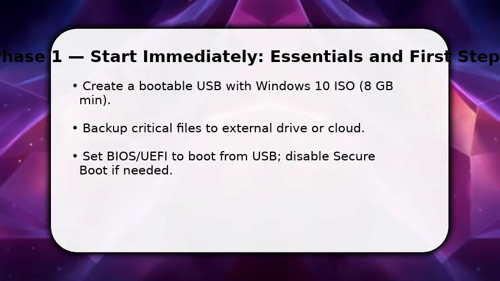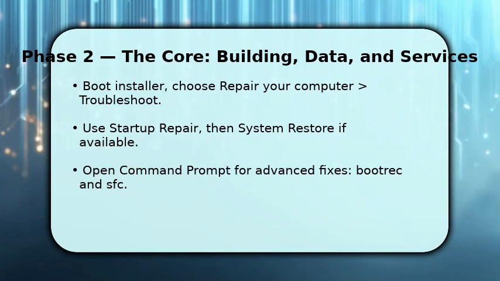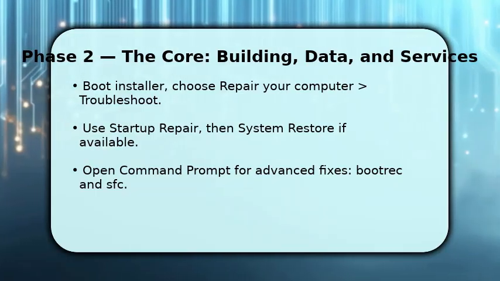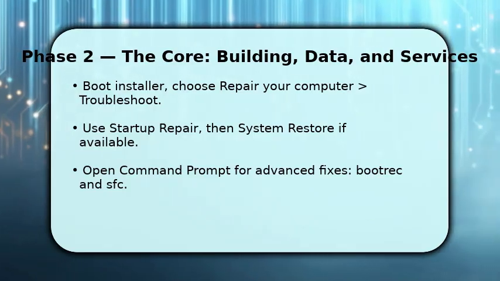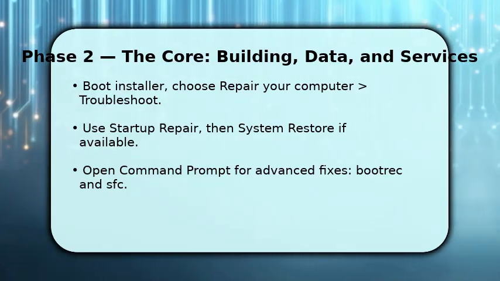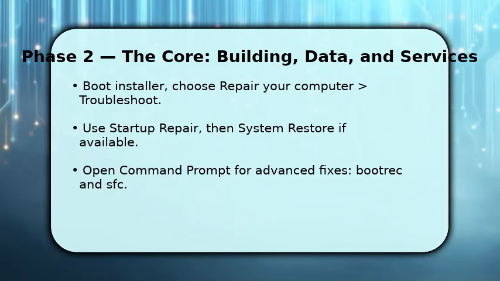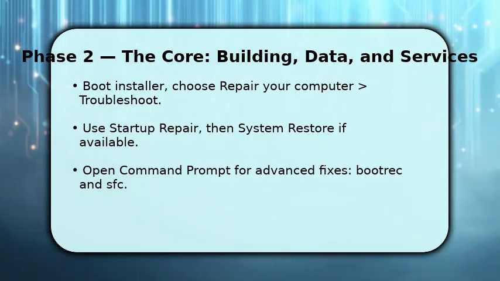You boot from the USB and choose Repair Your Computer, then Troubleshoot. This is where automated fixes live. First, run Startup Repair to resolve common boot issues. If that fails, use System Restore to roll back recent changes. Pick a restore point from before the problem.